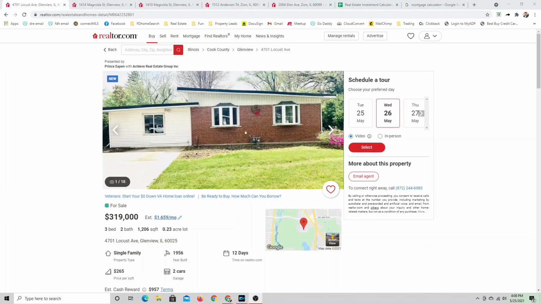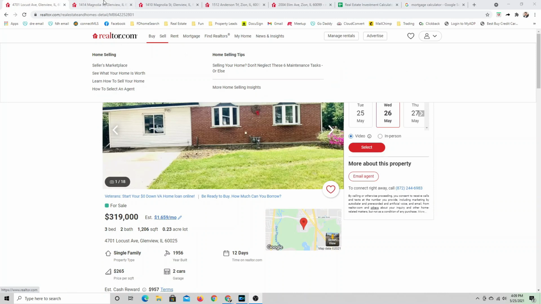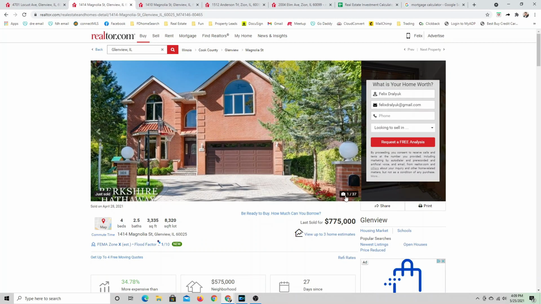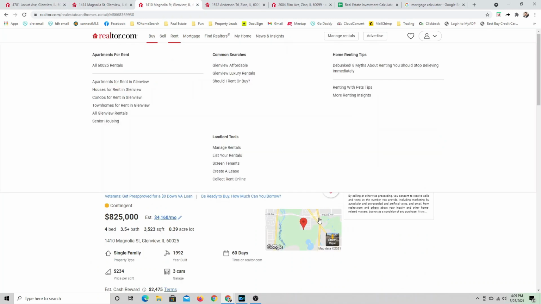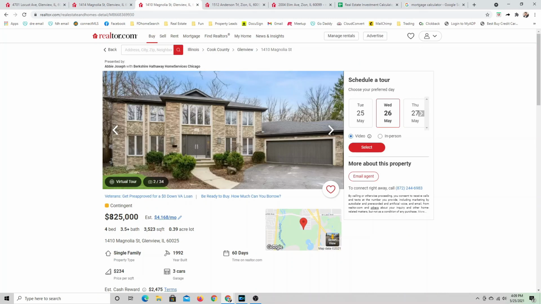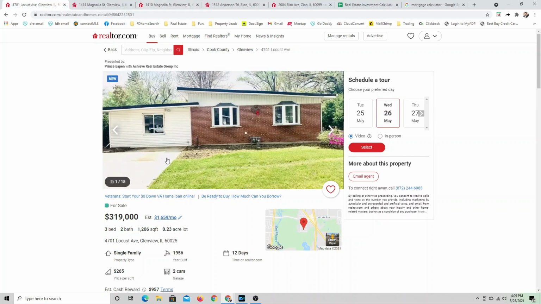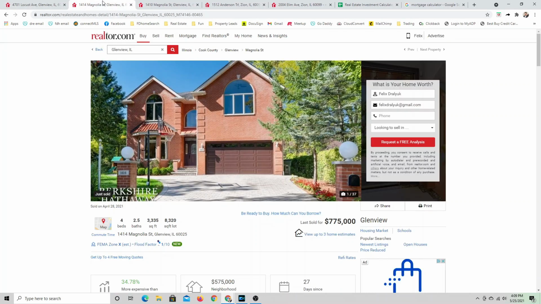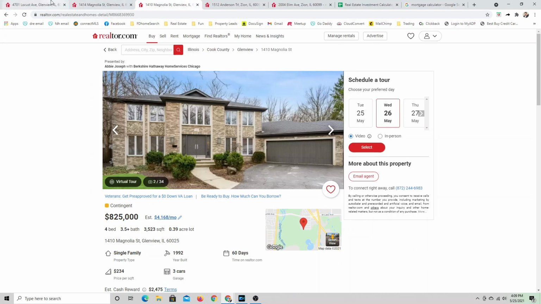The second hot property of the week, and this one you should get excited about, is this single family home in Glenview. It's for sale for $319,000, and here are some of the comps. $775,000, this property sold in the same neighborhood, and this property is under contract right now for $825,000, also in the same neighborhood. So you're probably looking at this house and thinking, how is this house anywhere near this house or this house? Well, the answer is you've got to get kind of creative.